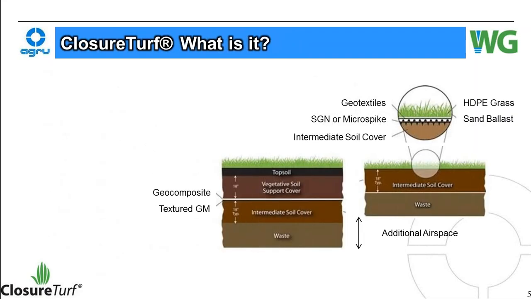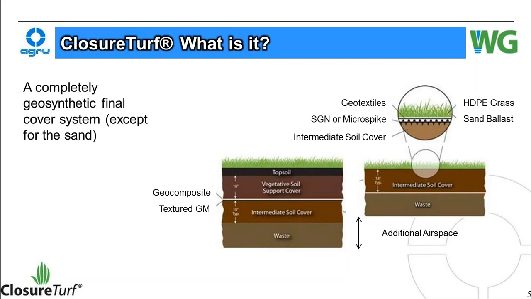So first, let's go into ClosureTurf. What is it? It's a geosynthetic final cover system, except for the sand, which is used to ballast down the HDPE grass, engineered turf, and also protect the system from UV exposure.